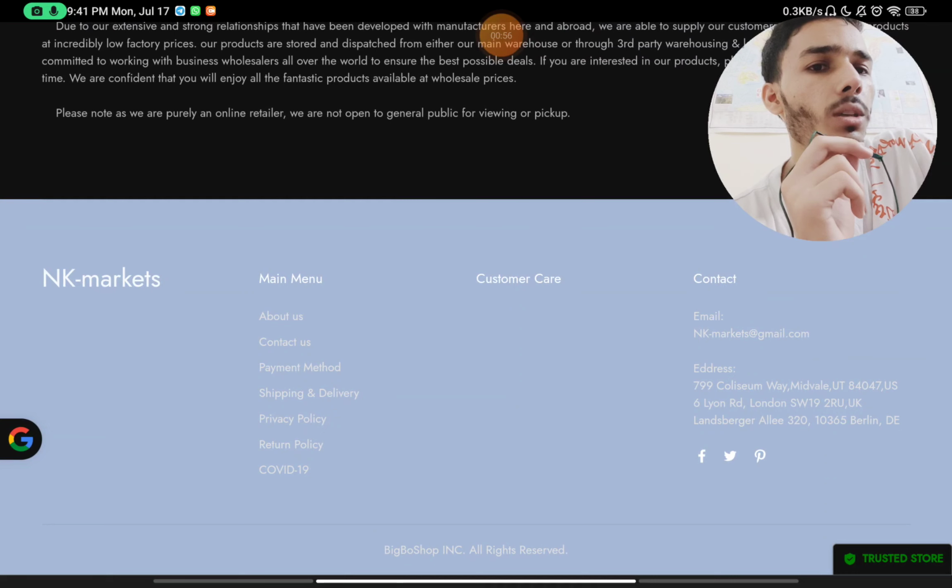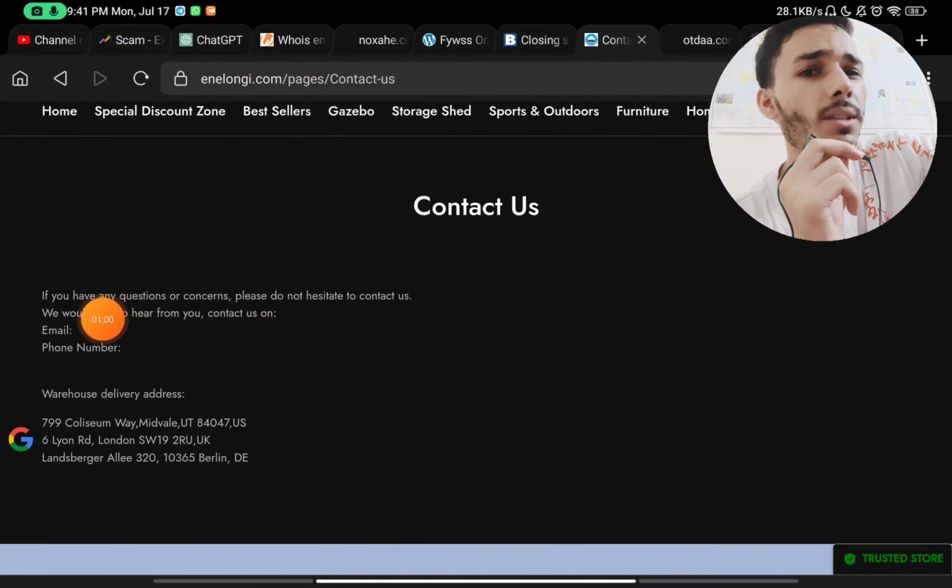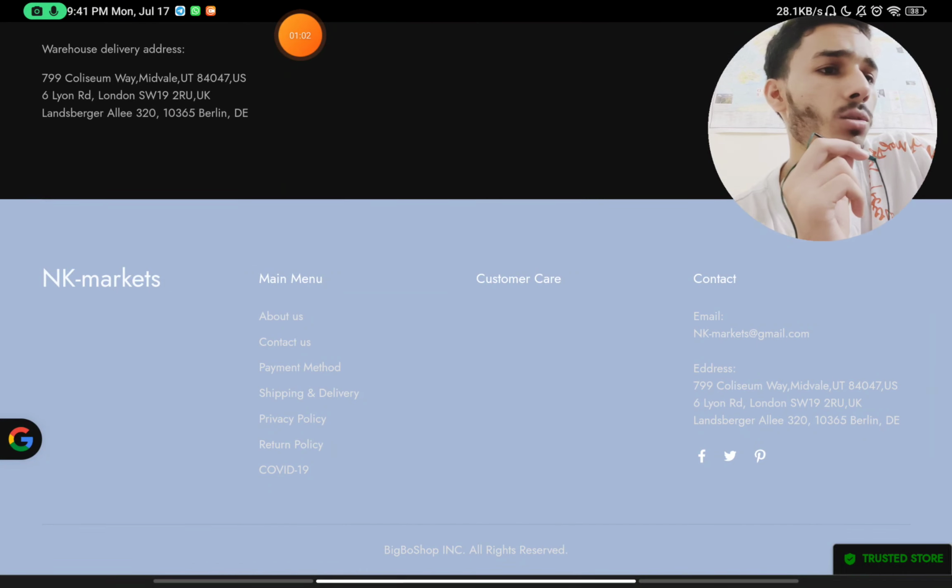And if you go in the contact us section, they have not even given any email ID or phone number. They have just left this space empty. This is a huge red flag about them.